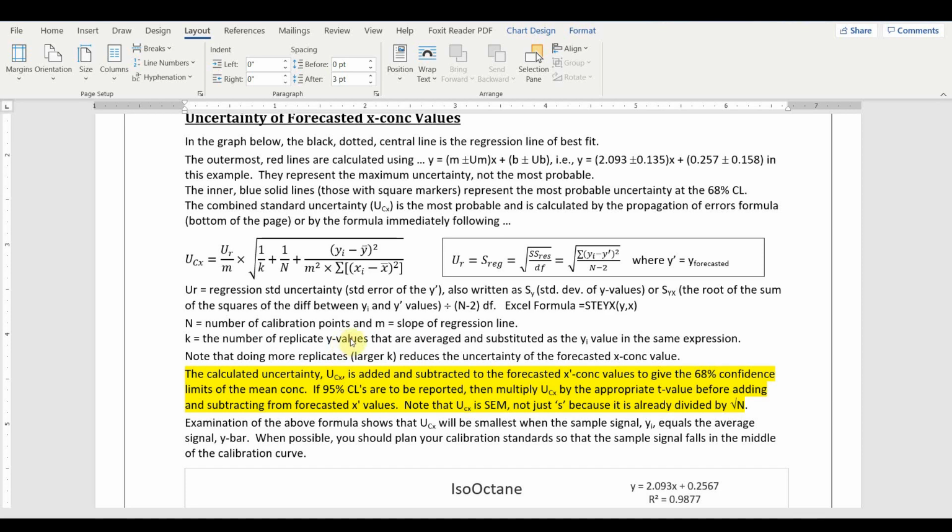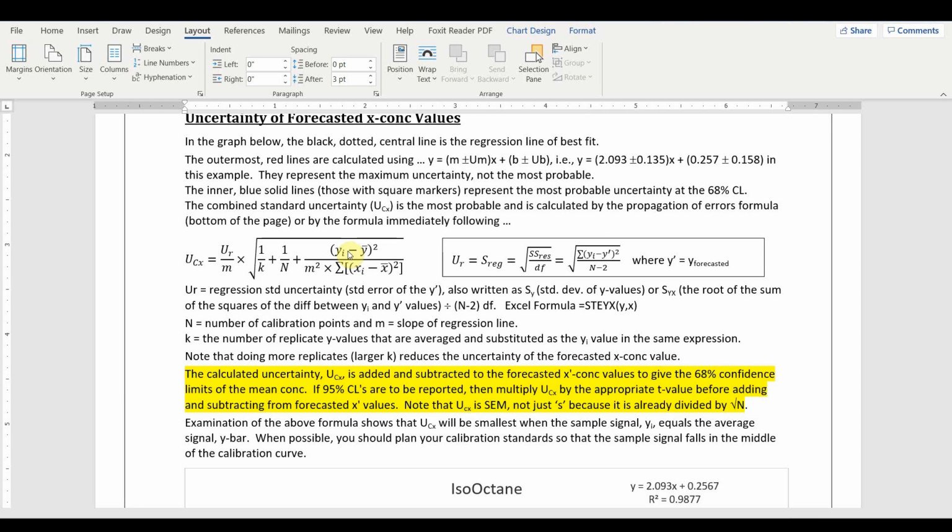If you run your unknown sample in replicates, k would be more than 1. If you only run one replicate, well then it's just 1. 1 over n. n is the number of calibration points of the calibration line. Be careful not to confuse this with the value of k. Normally we use n to represent the number of samples, but in this application n is the number of calibration points. Plus this term. We have y sub i, that will be the instrument response for the sample for which you're estimating the uncertainty of the concentration.